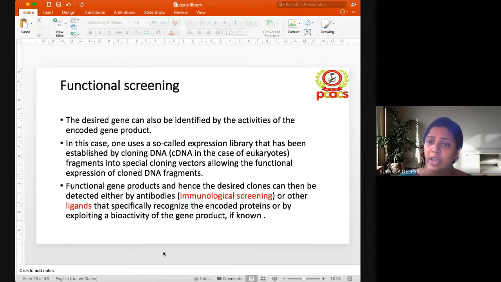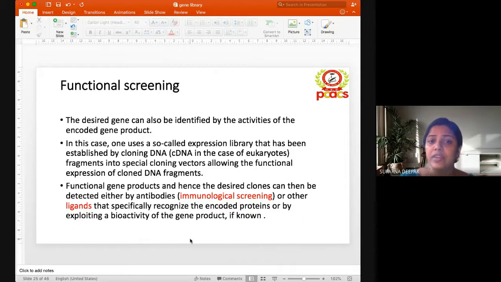Okay, so colony hybridization and plaque hybridization, these are the two types of your nucleic acid hybridization methods. The concept is the same, only in colony hybridization it is your bacteria, and in plaque hybridization it is your plaques that are transferred onto your filters, that is your nitrocellulose membrane. Now coming on to the functional screening.